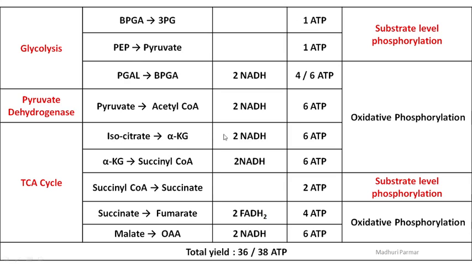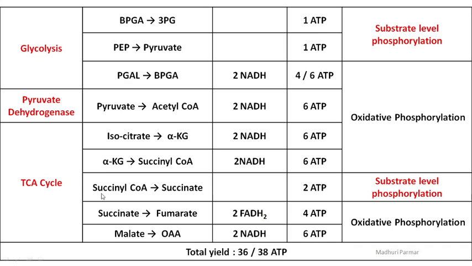At this point also you are getting 2 molecules of NADH and hence 6 ATP. Alpha ketoglutarate again undergoes oxidative decarboxylation, and during this process alpha KG is converted into succinyl-CoA. This reaction also gives you 2 NADH and hence 6 ATP. Now, of course, all of these ATPs you are not getting directly at the Krebs cycle level, you are getting it through oxidative phosphorylation.